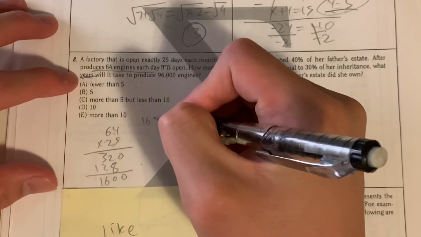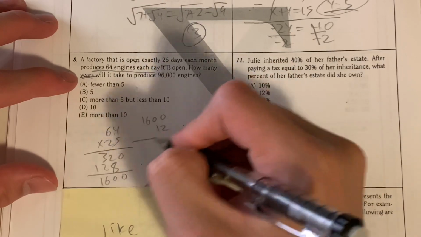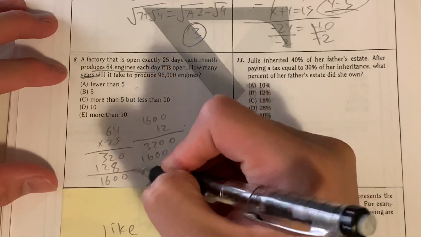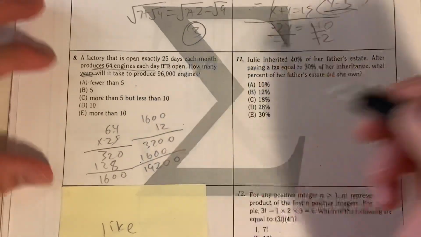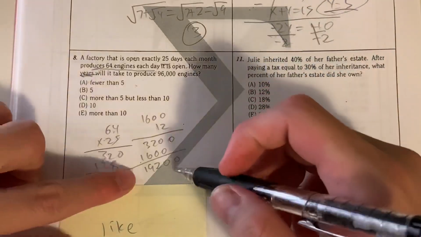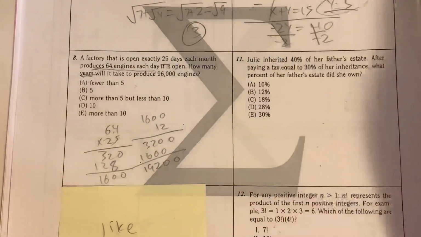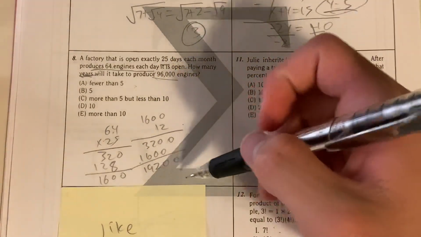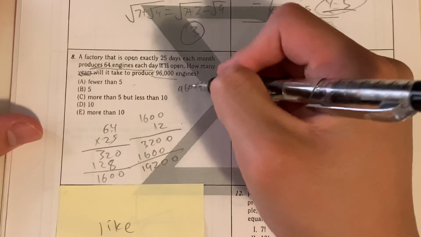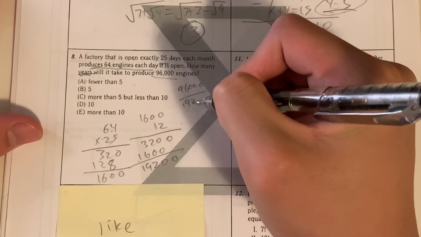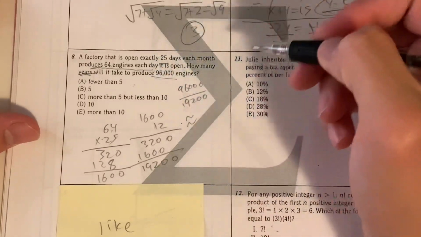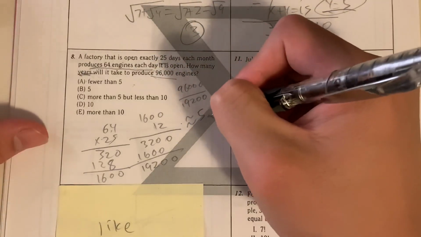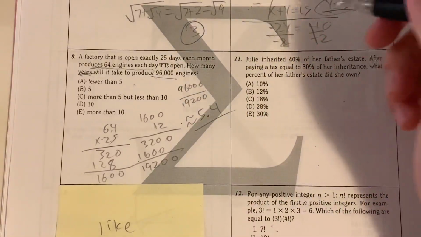And in 1 year, each year it makes 1,600 times 12 months in a year, giving us 32, 16, giving us 19,200 as the total amount of engines they produce every year. So how many years does it take to produce 96,000? So I know that this is 96,000 divided by 19,200, which should give us like 5.4, somewhere around there, right?